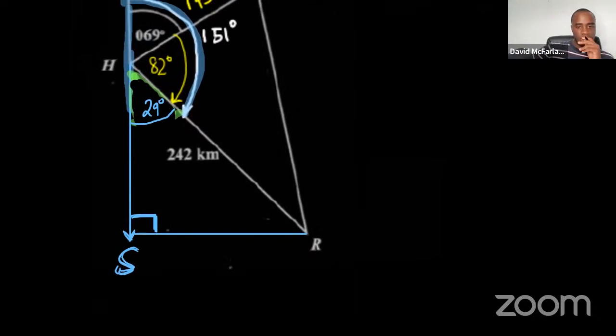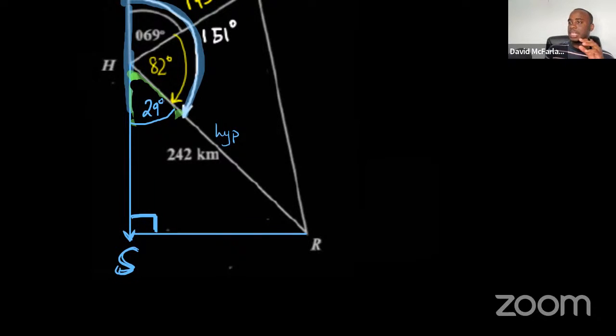How could we figure that out? Let's look at all of what we know already. We know that this side is 242. And what is that? That is the hypotenuse. We know our angle is 29 degrees and we want HS.